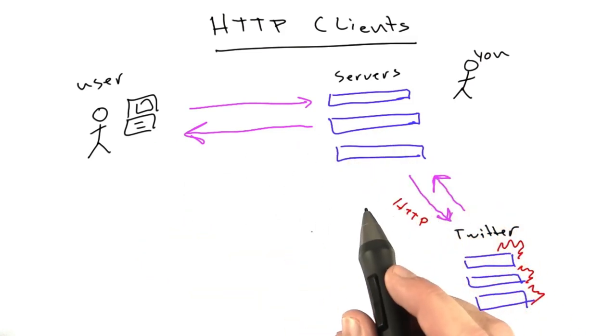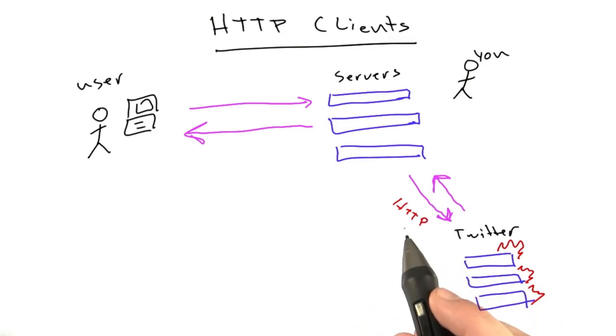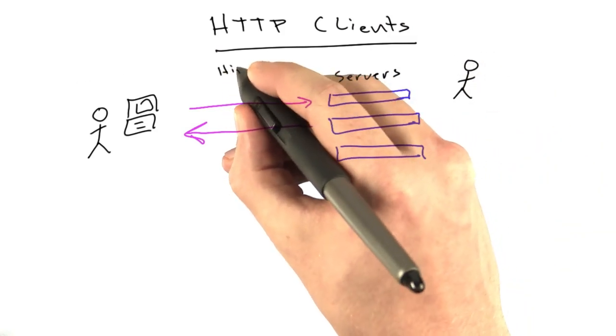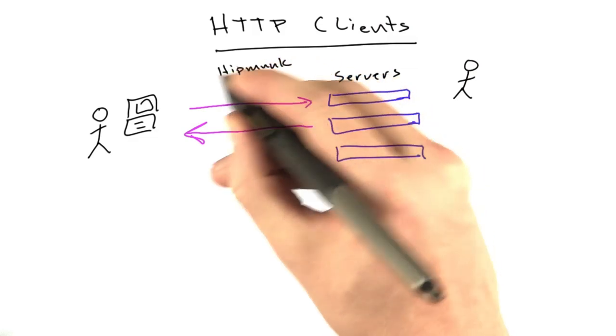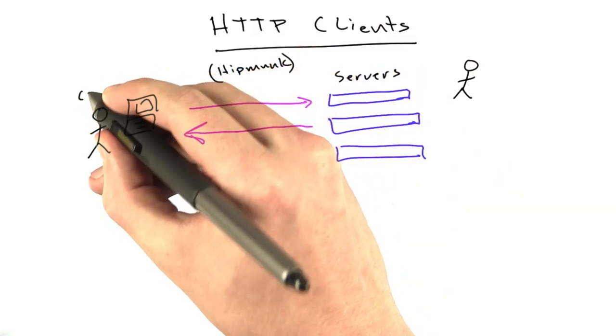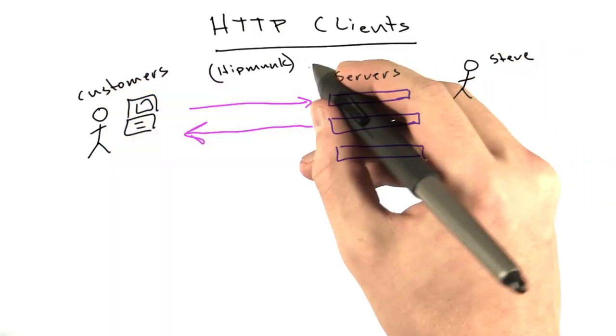And what I'd like to do now is actually explain how Hipmunk works a little bit, because we do a lot of this type of communication. So let's change our picture a little bit to be more about Hipmunk, because I'd like to explain how our architecture works. In this case, we call users customers when they're actually paying. And this is me, Steve. And these are Hipmunk servers.